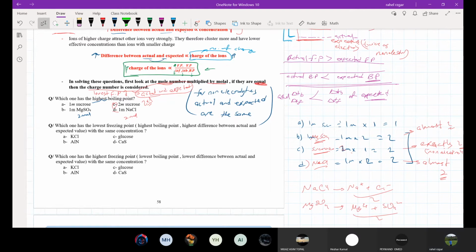Next question. But in the next question, everyone, please change this. Delete this highest, make it lowest, and this lowest to highest. Okay.